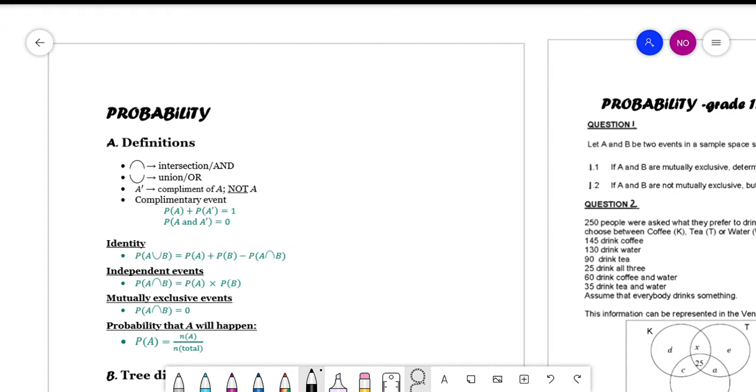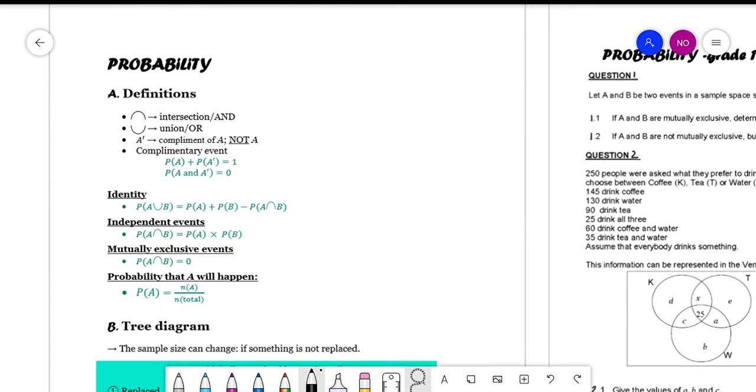So the probability that I'm going to do in the video today is actually grade 11 probability, but since the curriculum was cut last year, we didn't do it and we didn't do it properly. So today I'm just going to spend some time on the definitions when we're looking at probability. And the easiest way to understand these is by working with Venn diagrams.